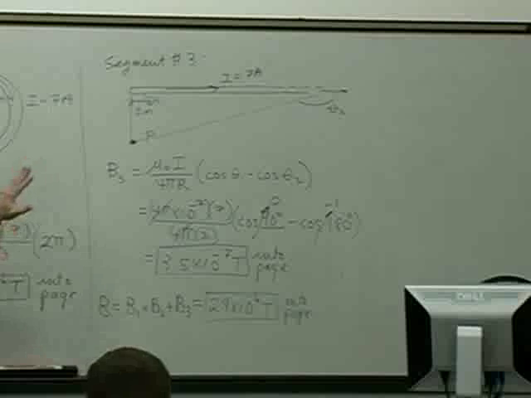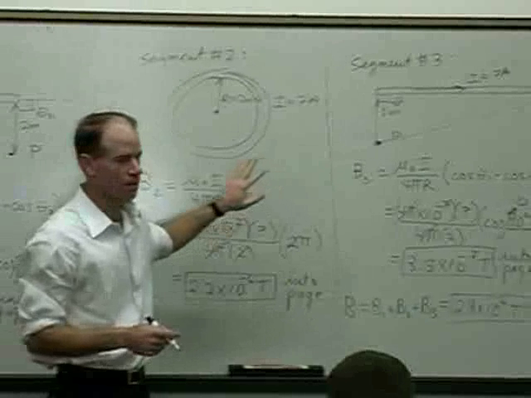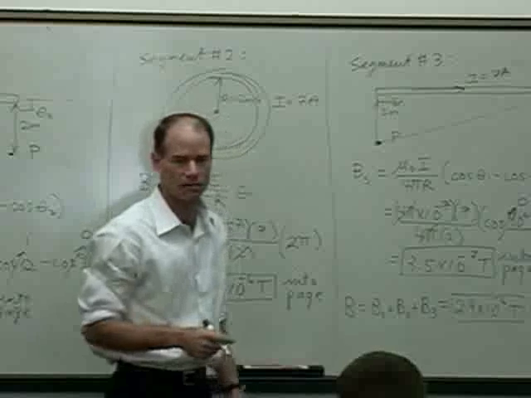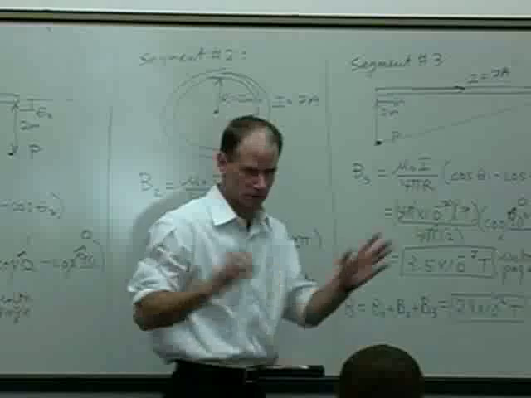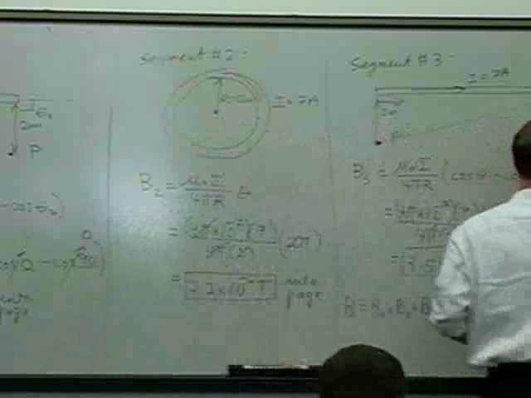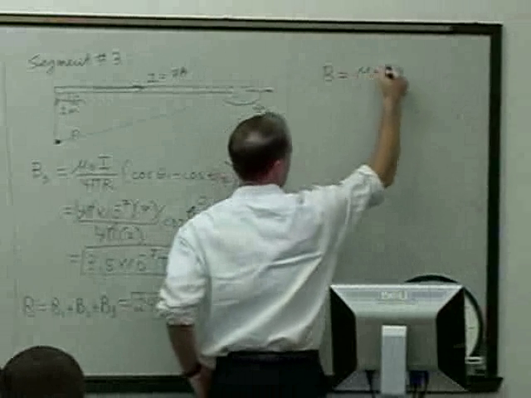This is an excellent way to approach this problem, to break it up like this with things that we know what to do. Last time, though, we also learned that if you have an infinitely long wire, at least by Ampere's law, the magnetic field is mu naught I over 2 pi r.